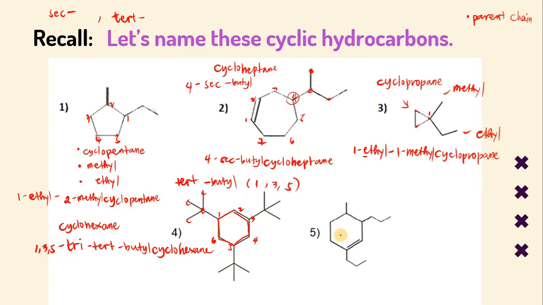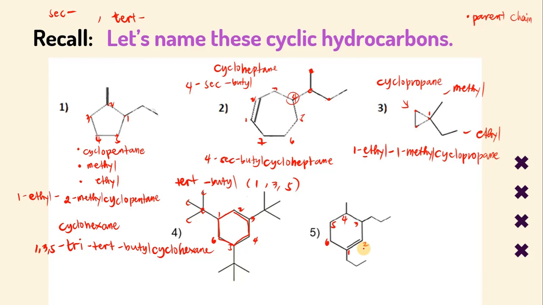Okay, now number 5. We are seeing another multiple bond here. So let's start again with the carbon that owns the multiple bond, and then you go in the direction that gives your branches the lowest numbers possible. So we can have it here.